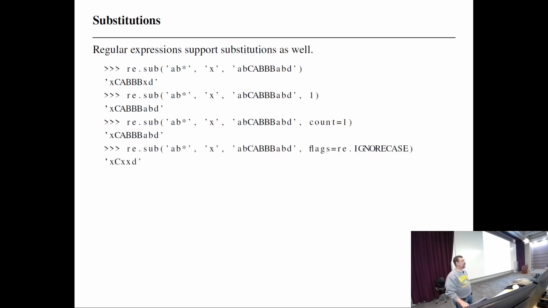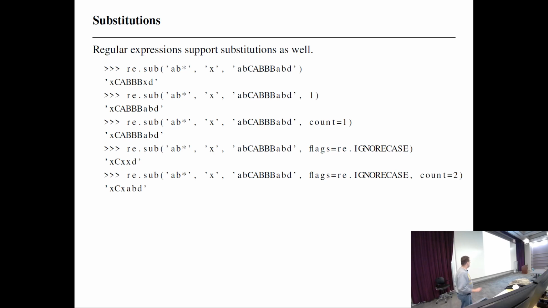I can supply the ignore case argument, which will recognize all versions of AB, including the uppercase AB, and replace that with X. And I can say, replace the first two versions of AB with ignore case, and you'll notice that the third version is left intact.